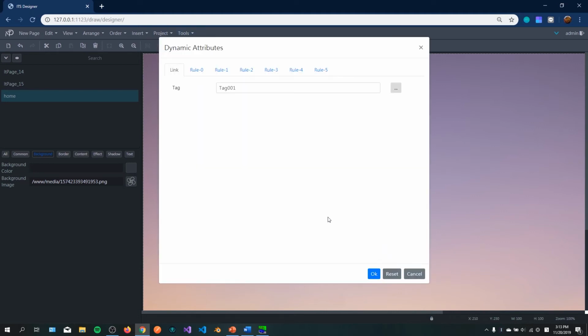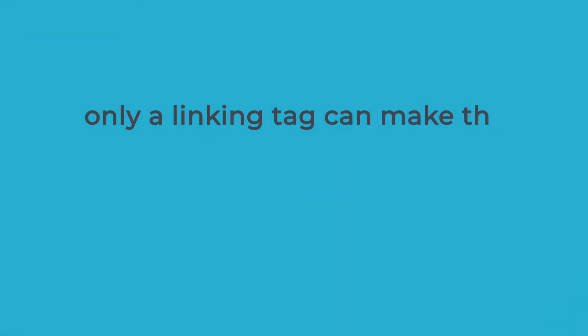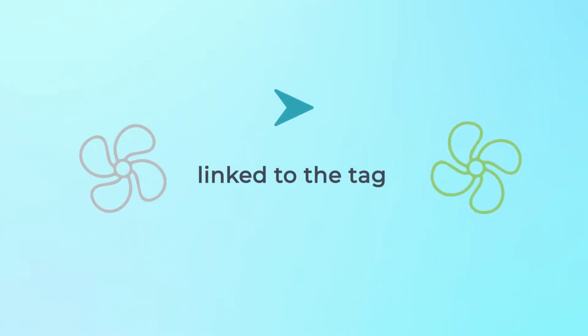Further explanation: this step only makes the text widget link to the tag 001. If we want the fan to spin or stop, we have to set rules or conditions. You can do more settings in the Rule-0 to Rule-5 tabs. There will be a tutorial video about this feature in the future. Importantly, only linking to the tag can make the appearance of the widget change through the tag value. In order to make the fan spin, we use the green fan image as the background image and make it spin when the tag 001 value is 1.